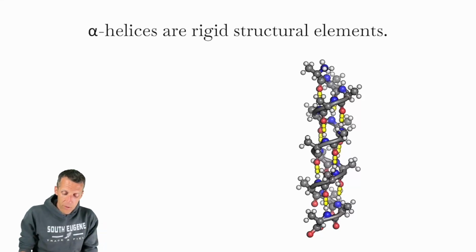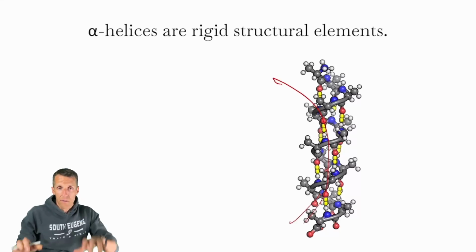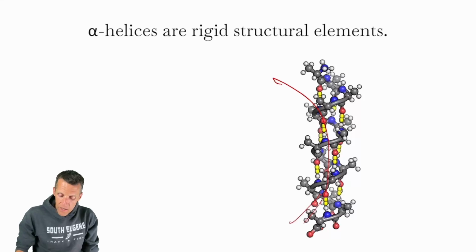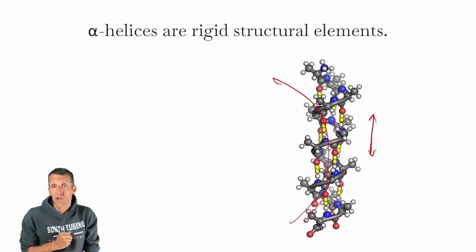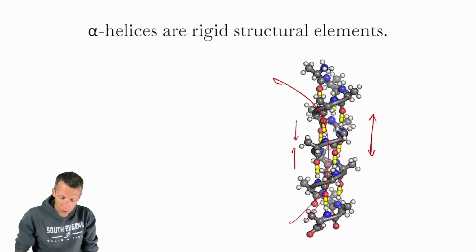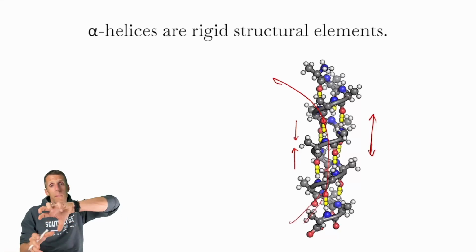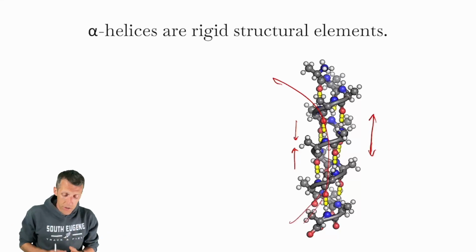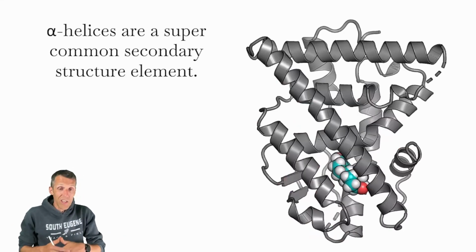And imagine for a second we're trying to bend this polypeptide this way. If we do that, we're going to be stretching all the hydrogen bonds on this side, and compressing all the hydrogen bonds on this side. Alpha helices resist that, so they end up being these sort of rigid rods from which you can build protein structures. And in fact, there are proteins that are basically all alpha helices.